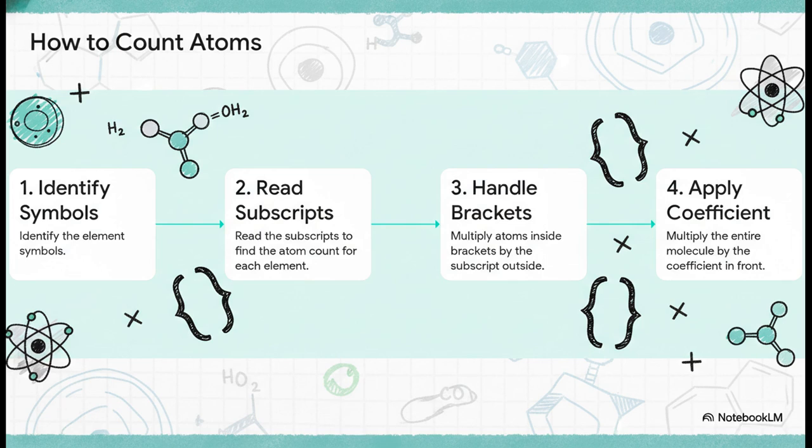Counting the atoms in any formula is a simple four-step process, and getting this down is the first step to understanding how chemical reactions actually work. Okay, step 1, identify your elements. Step 2, read the little subscripts. Step 3, if you see brackets, you multiply everything inside by the number on the outside. And finally, step 4, if there's a big coefficient out front, you multiply everything by that number.